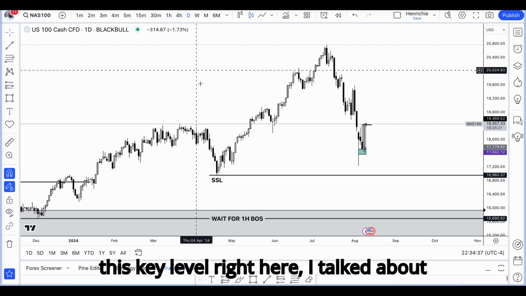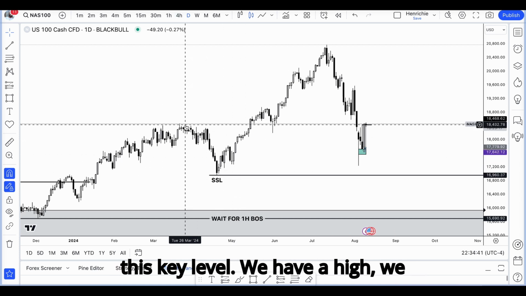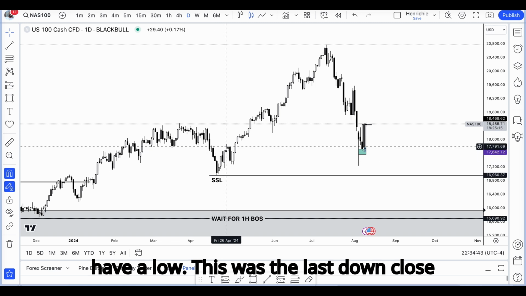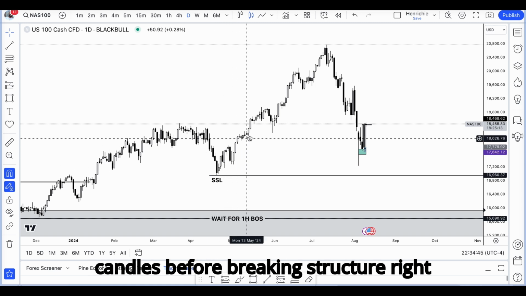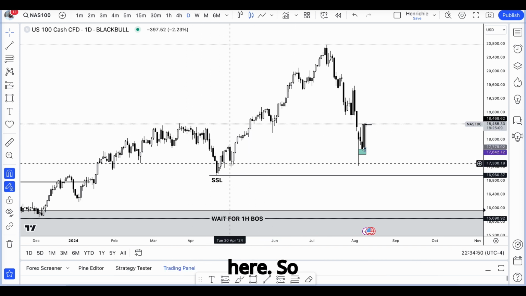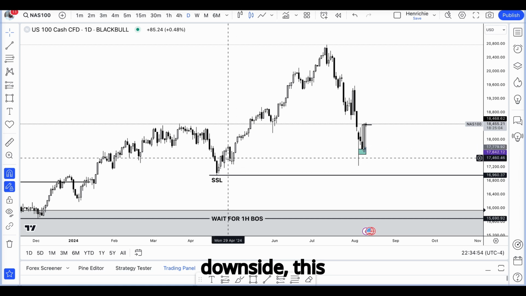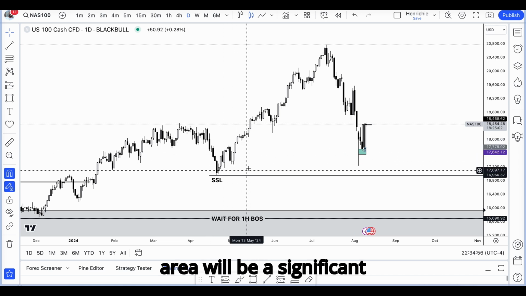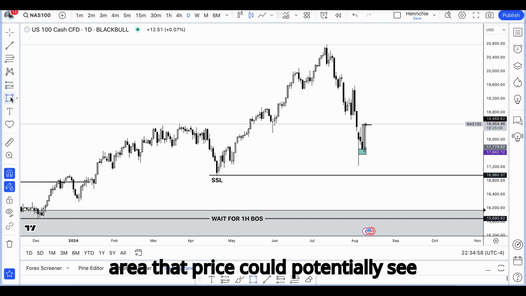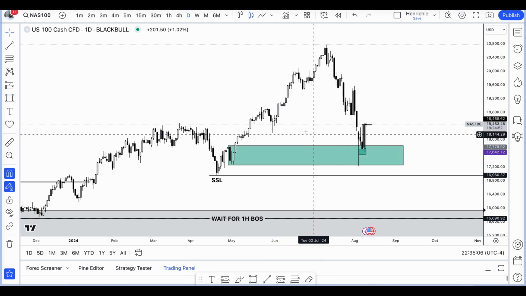Now, if you've been following through with my videos, this key level right here, I talked about this key level. We have a high, we have a low. This was the last down close candles before breaking structure right here. So even if we're going to continue to the downside, this area will be a significant area that price could potentially see resistance or potential support.